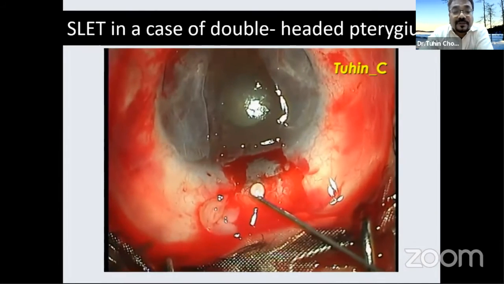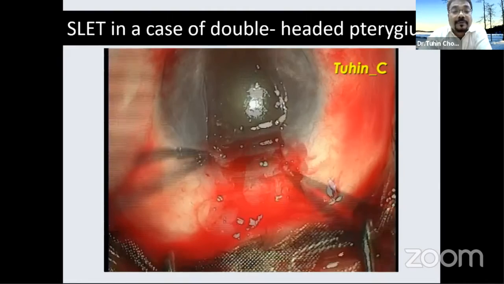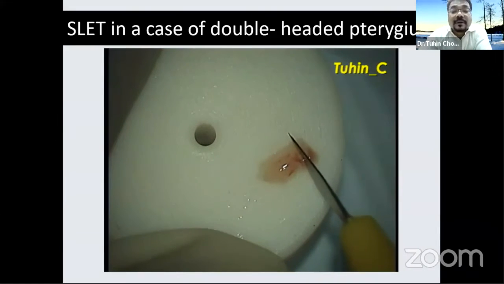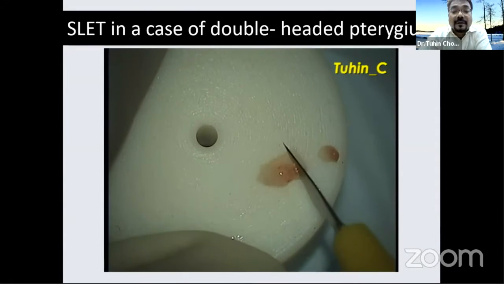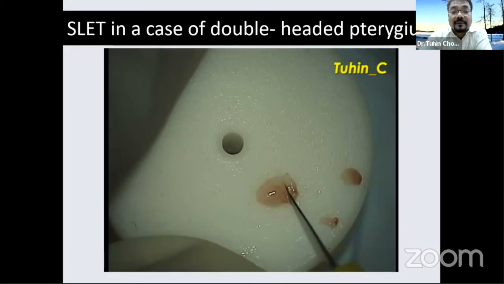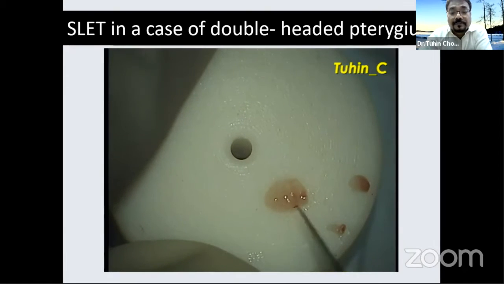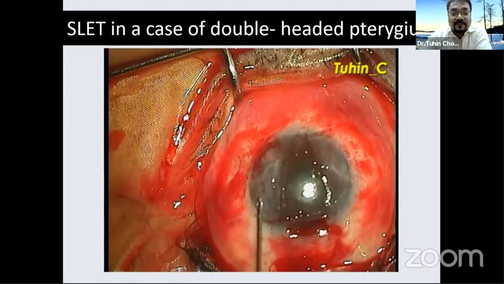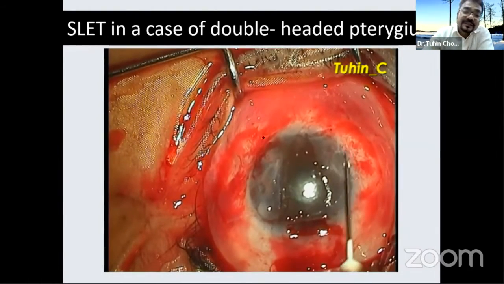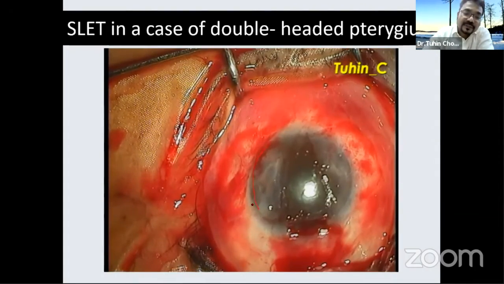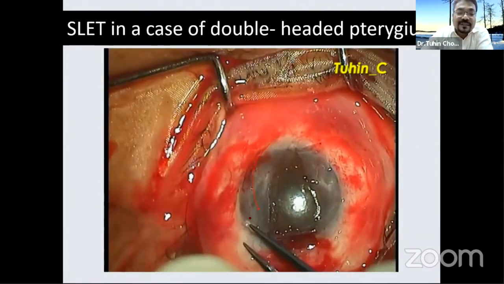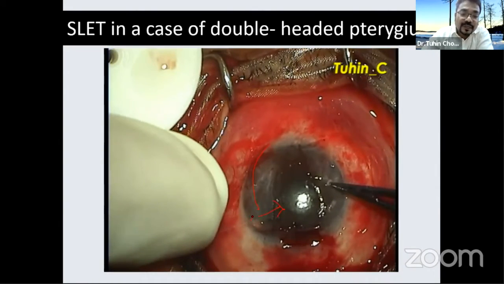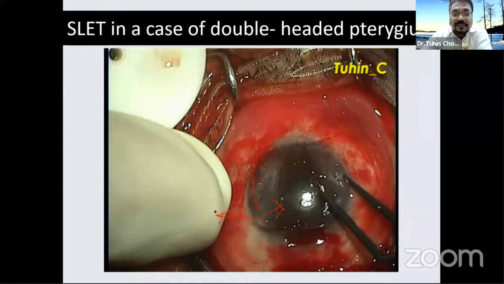Then that limbal tissue is cut in small pieces and then distributed over the amniotic membrane. It should be placed just inside the limbus. Now it is believed that these stem cells will proliferate and will go both this way as well as this way and will cover this defect.